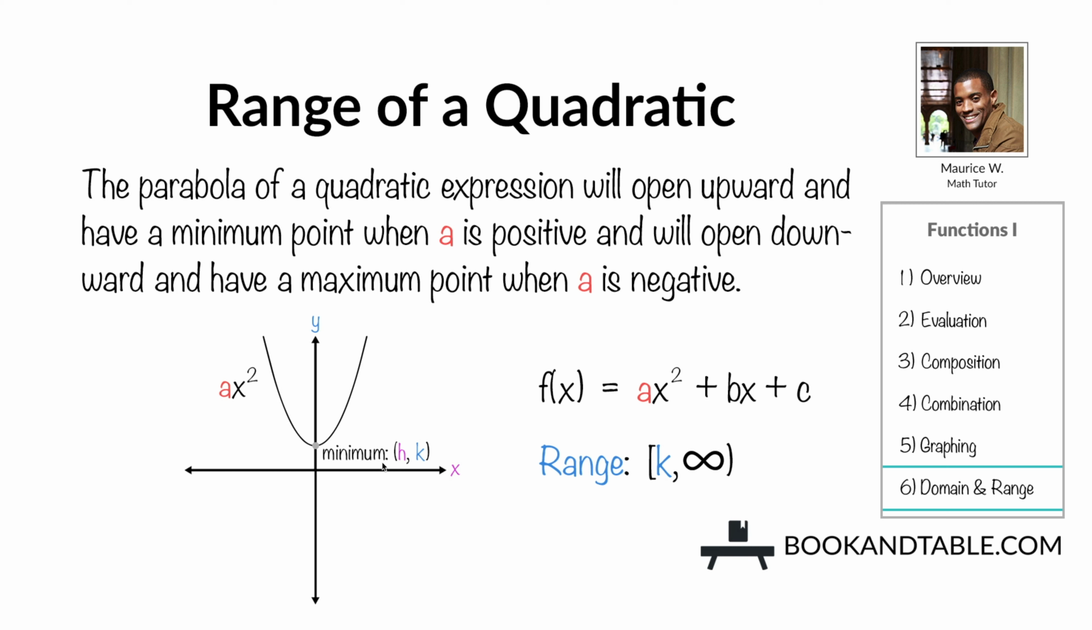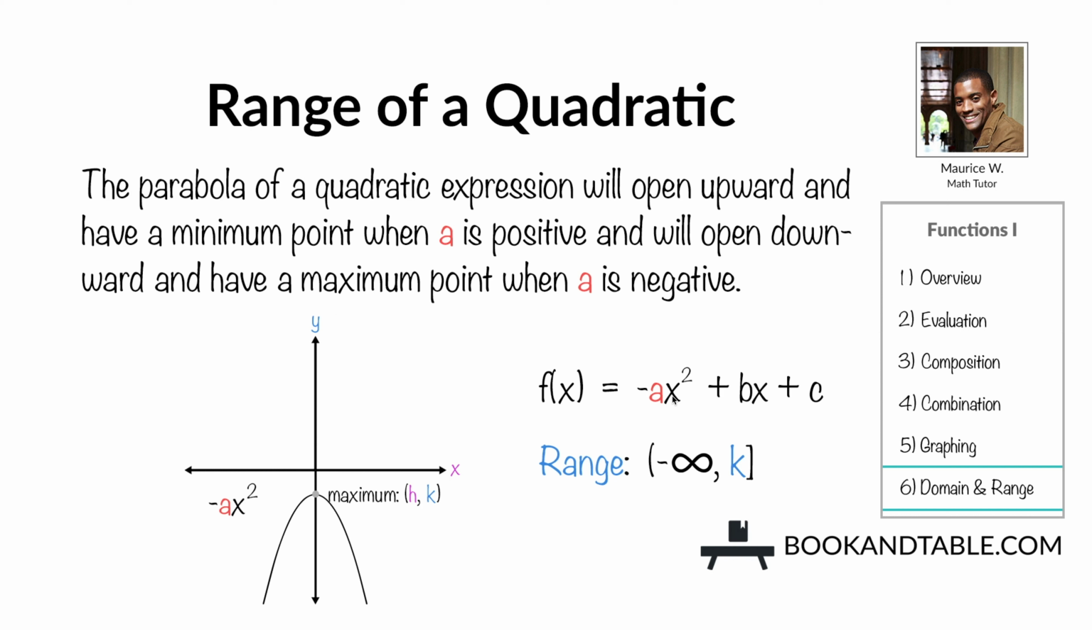This minimum point has a coordinate of h, k. The h is the x value of this point, and k represents the y value at this point. So the range will be from the y value k to positive infinity. And I'll show you why we're using this notation in a second.